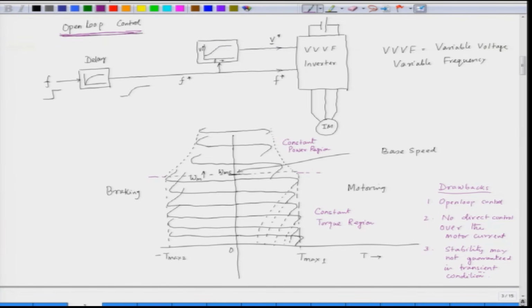So, we are only changing the frequency in the open loop and the voltage is changed in accordance with the frequency. We do not know what is the motor current. It may so happen that the motor is overloaded. It may be drawing a large current, but there is no clue to know whether it is overloaded or not. And furthermore, if we vary the frequency quickly, the motor may enter into the unstable region.